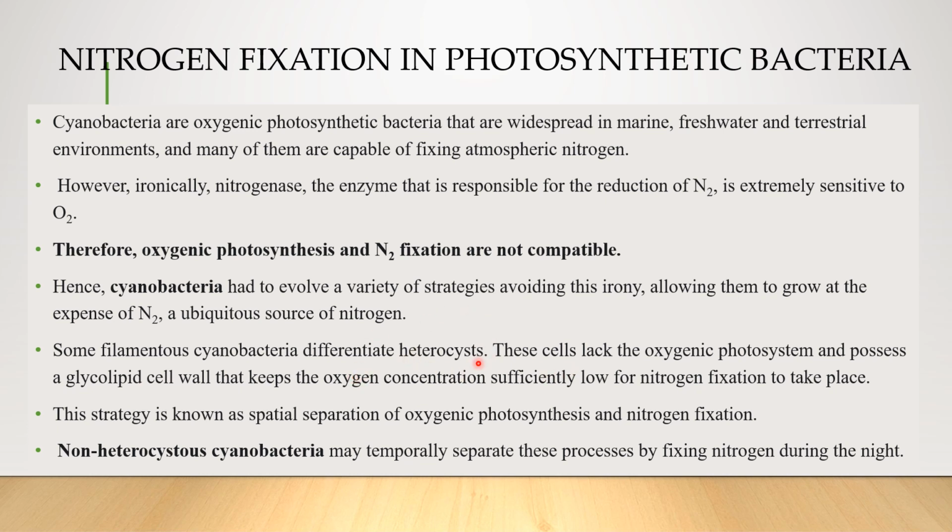Heterocysts are specialized cells that lack photosynthesis. That means they don't have the photosynthetic apparatus. Rather, they have a glycolipid cell wall, and this glycolipid cell wall helps them to stay away from oxygen. Because of these glycolipids, it maintains low amounts of oxygen so that nitrogen fixation can take place very effectively. This strategy, adopted by filamentous cyanobacteria having heterocysts, you call spatial separation. Spatial separation of what? Spatial separation of oxygenic photosynthesis as well as nitrogen fixation.